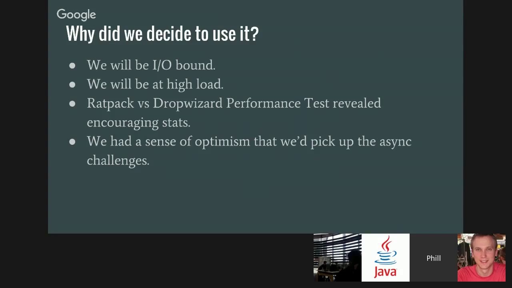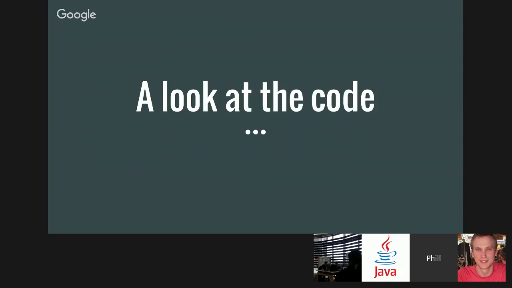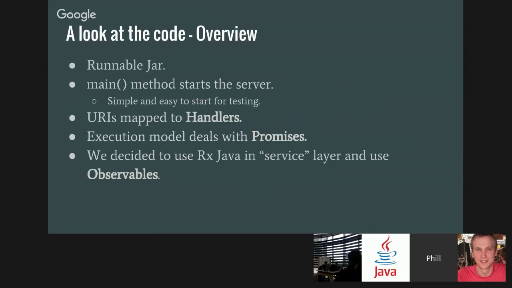The performance test obviously revealed really encouraging statistics, and we also had a sense of optimism that we pick up the asynchronous challenges. One of the things that also is quite funny was that the people behind doing the spike and looking into it were probably some of the smartest people that I've ever met. So maybe a little bit false sense of confidence there that we pick up those asynchronous challenges, but we did okay, as you'll find out.